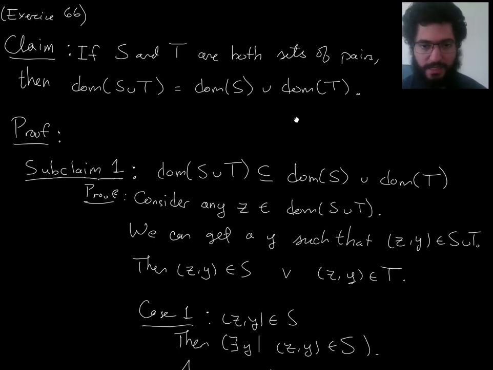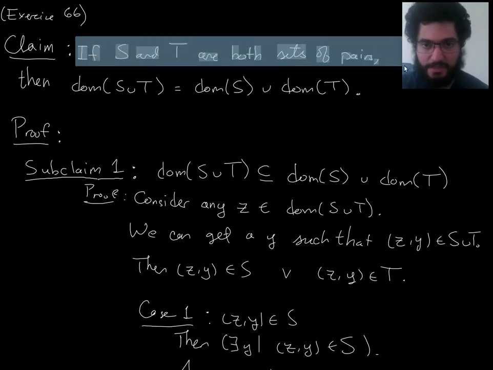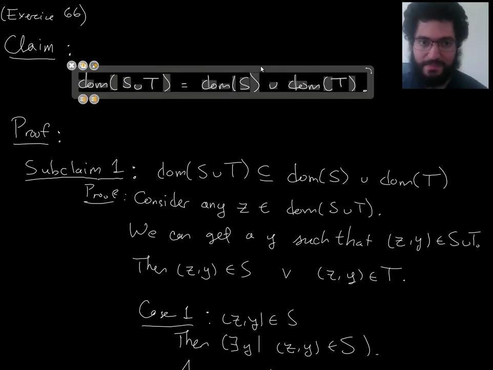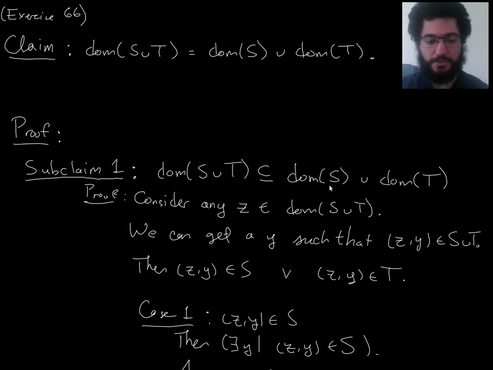Now, one thing you may have noticed is I never made the assumption that S and T are sets of pairs. If you look at exercise 66, which I've copied down into this claim, it's an if-then. If S and T are both sets of pairs, then this is true. But how come I never assumed the hypothesis of this if-then? Why isn't my first line assume that S and T are both sets of pairs? Well, I could make it my first line, but I never needed that assumption. So actually, a stronger statement is this. This is simply true.